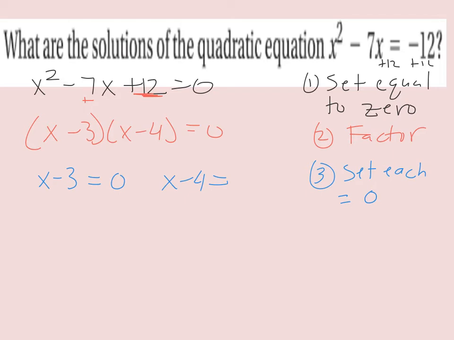And finally, you're going to solve. So I have x is equal to 3, because we have to add 3, and x is equal to 4, so I'd have to add 4 to 0.